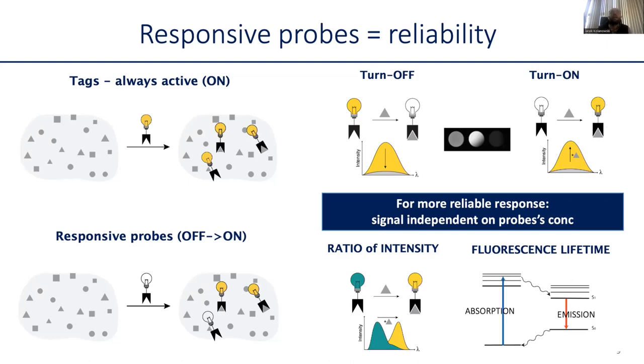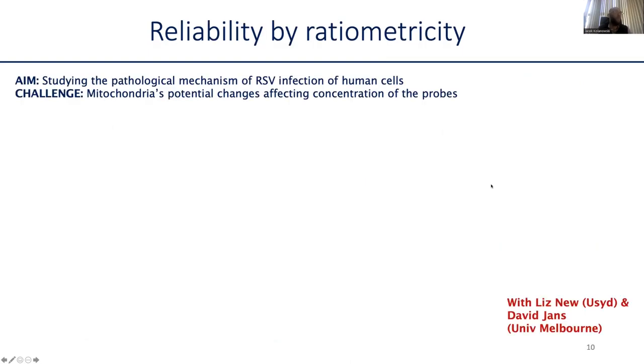And as such, they are more reliable tools for interpretation of the results. And so I just wanted initially to give you a couple of examples. We've worked a lot to develop these more reliable fluorescent tools already during my postdoc, but also after I came back to Poland. One of the examples I wanted to share with you is the way we approached the problem of elucidating the pathological mechanism of respiratory syncytial virus infection of human cells.